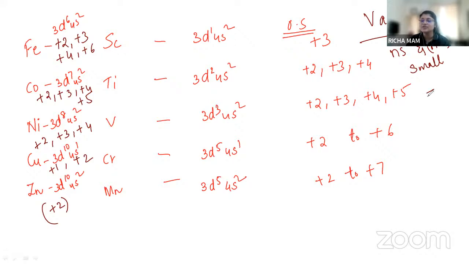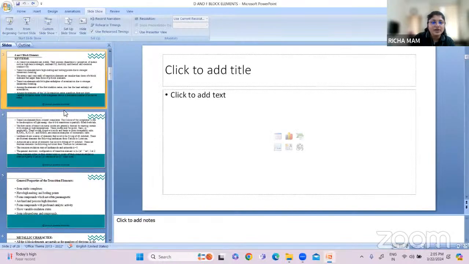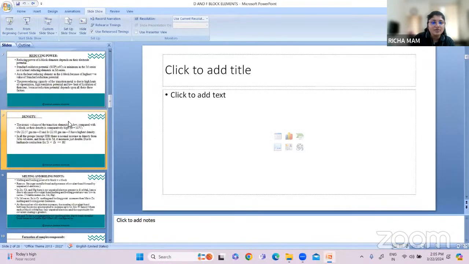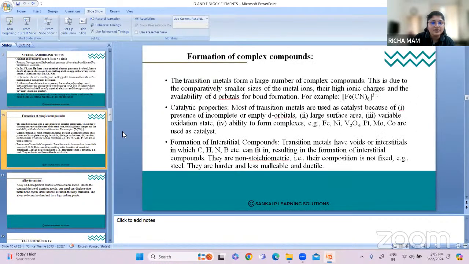And hence the electrons from both these orbitals are utilized for bonding. So we can utilize these electrons for bonding, and these are the different variable oxidation states. So this is about the third property, that is oxidation state. Next we are going to study the next property, that is magnetic property.